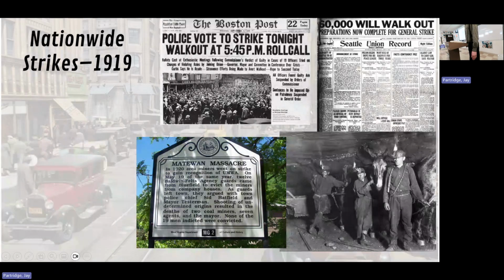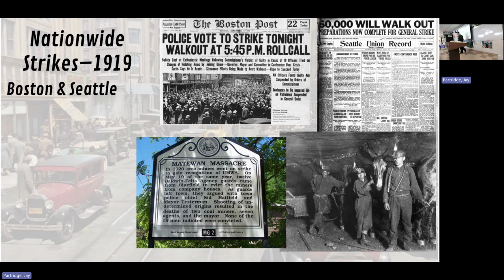Well, nationwide, this is going to trigger a series of struggles. Workers who had accepted the sacrifice during the war now demanded wages to keep up. And you're going to get strikes. The first really big ones will be police officers in Boston, and then longshoremen. This is the 50,000 walking out here. Longshoremen, which are dock workers. They unload ships in Seattle. And it soon spread nationwide.